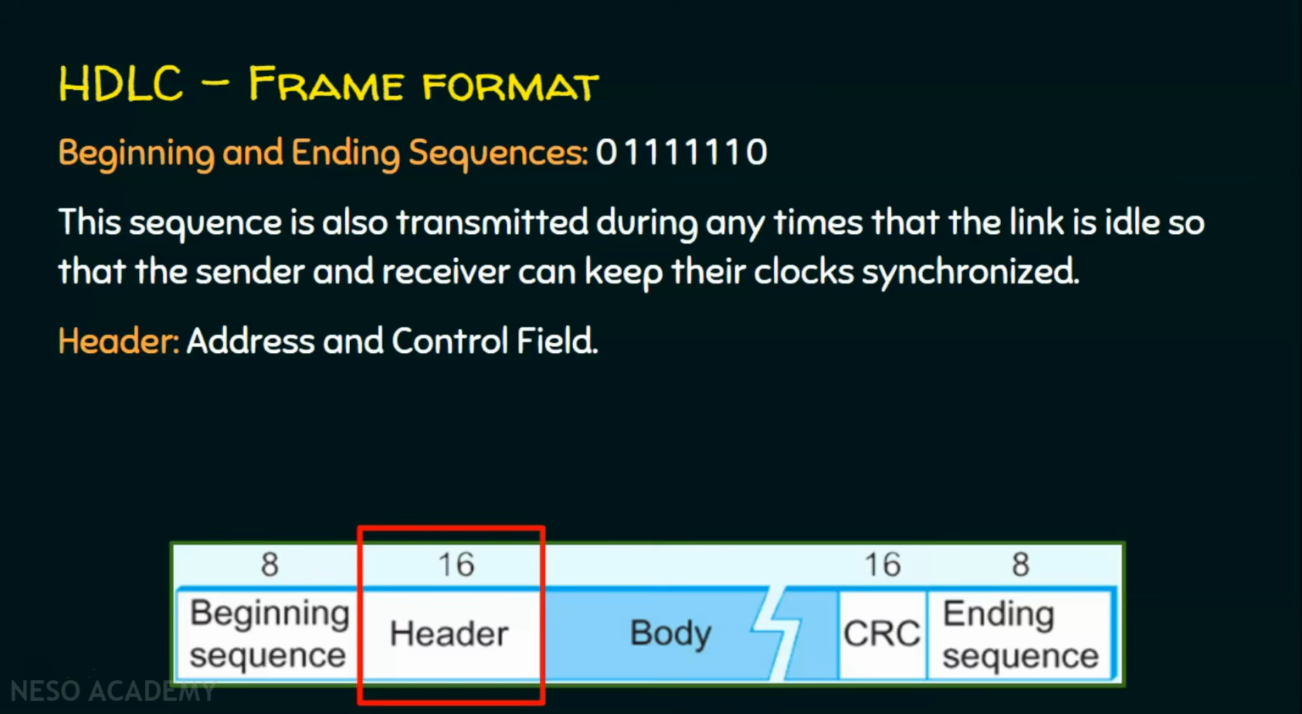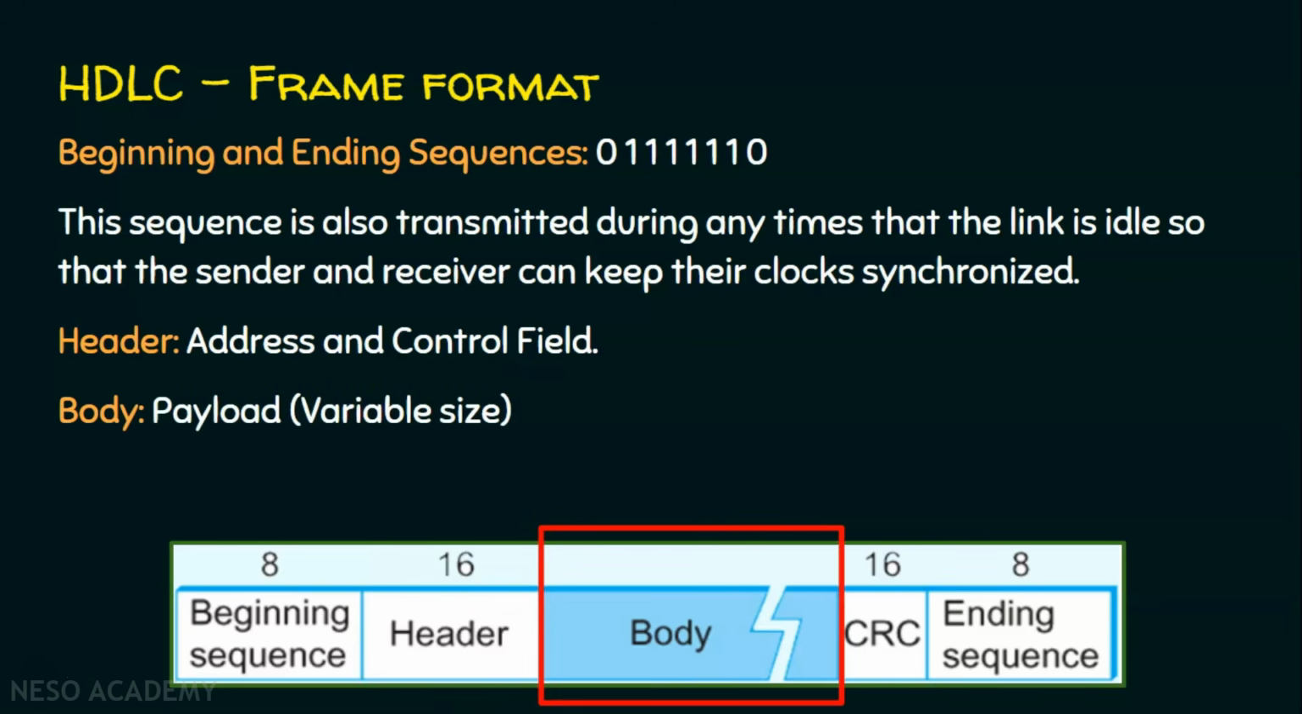Now let's see the header. The header has 2 fields. One is the address field and the other one is the control field. Always remember, the header, which is of 16 bits, has 2 fields. This address field is an expandable one and the control field has its own significance in the types of frames. And let's see the third one, which is the body. We will also call it a payload, and obviously it is of variable size. Why? Because from the network layer, whatever we receive, that is what will be there in the body part.